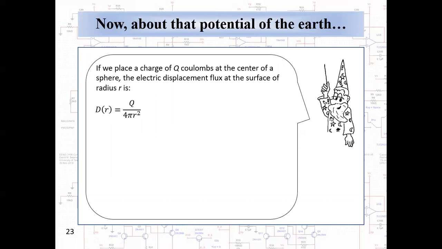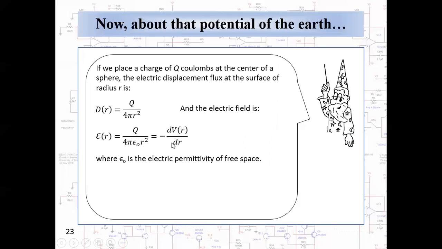Now about that potential of the Earth. If we place a charge of Q coulombs at the center of the sphere, the electric displacement flux at the surface of the sphere of radius r is D of r is Q over 4 pi r squared, total charge divided by the surface area of the sphere. The electric field then, we find that by dividing D by the electrical permittivity of free space, and that is equal to minus the derivative with respect to r of the electric potential.